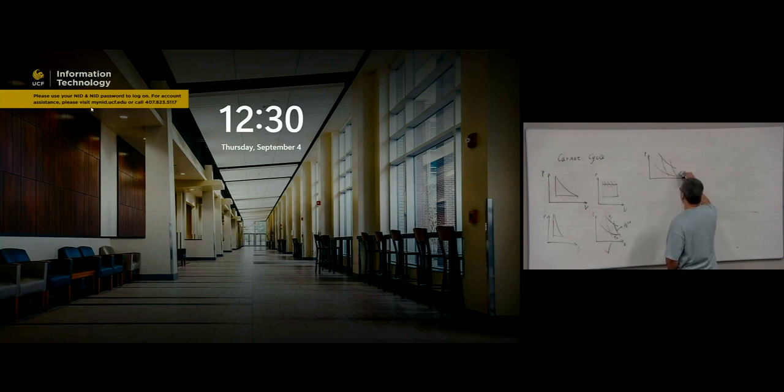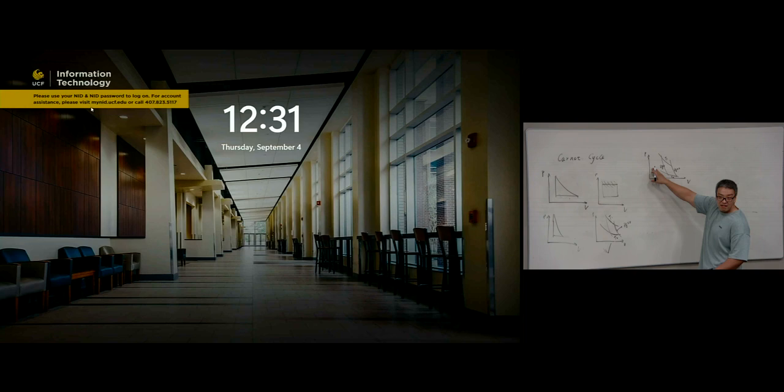This is the Carnot cycle. The temperature here is T1. The temperature here is T2, right? And this one is the adiabatic process. This one is the adiabatic process. Correct? So we know that this is the isothermal process, right? And the pressure goes down, volume goes up, temperature keeps constant, correct?